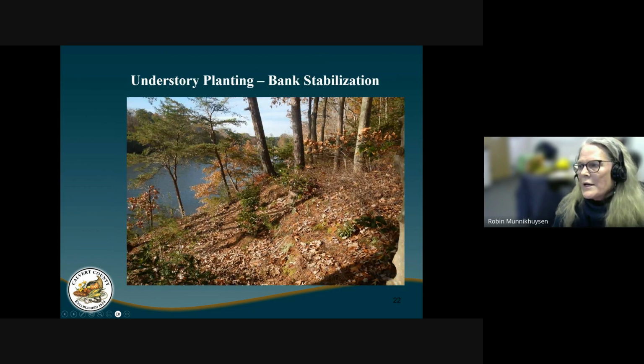And again, an understory planting. This property had some trees that came down during a storm, and they wanted to try to stabilize the area with some plantings of understory trees and shrubs.